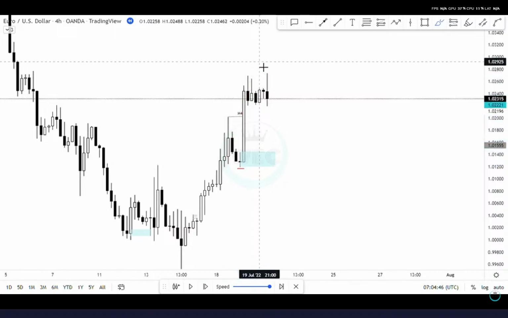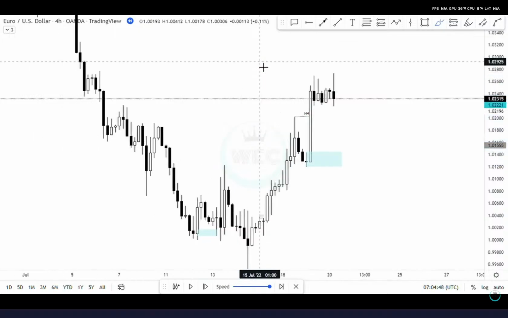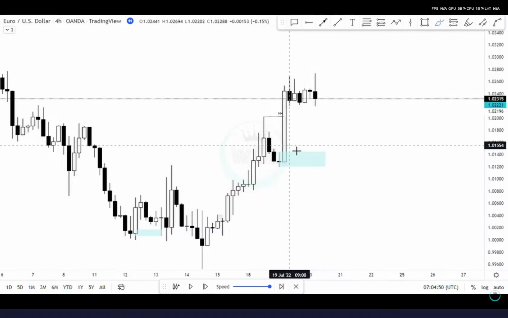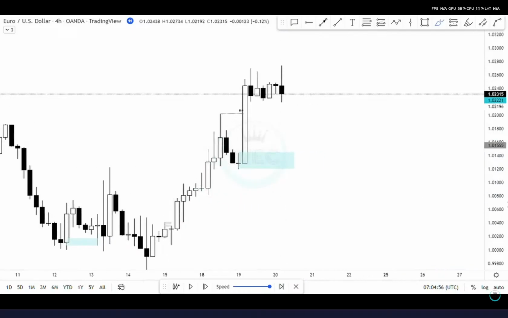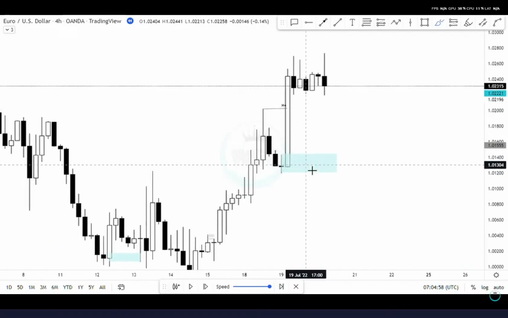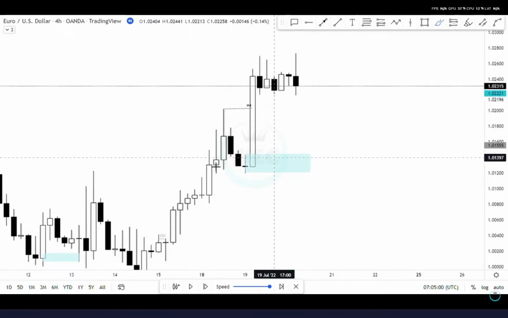And just as you see on the screen, I have already defined that H4 demand zone, okay? So that's the first step. Always need to identify the higher time frame direction. So we've identified that. So H4 break of structure, demand zone clearly defined.